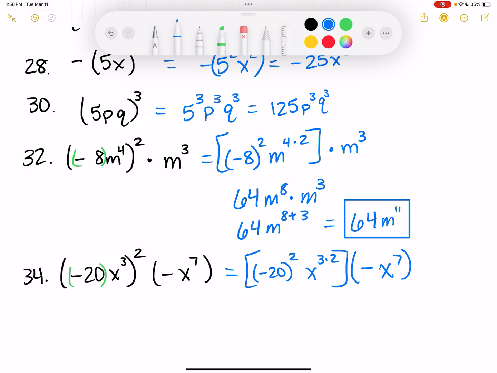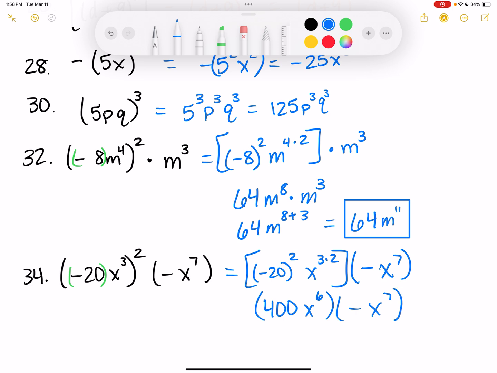Now, what is negative 20 squared? 400. Positive 400. What is x to the 3 times 2? X to the 5th? Nope. Wait, x to the 6th. Yeah, 3 times 2. And then all of this is times negative x to the 7th.